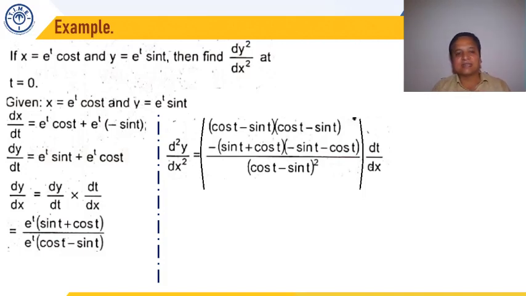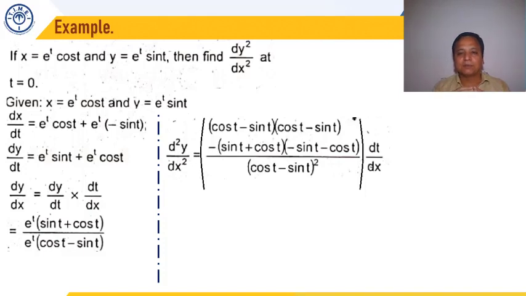Denominator is cos t minus sin t, and differentiation of numerator, that is sin t plus cos t, is cos t minus sin t, minus numerator sin t plus cos t into differentiation of denominator, which is cos t minus sin t. Cos t differentiation is minus sin t, and minus sin t differentiation is cos t.